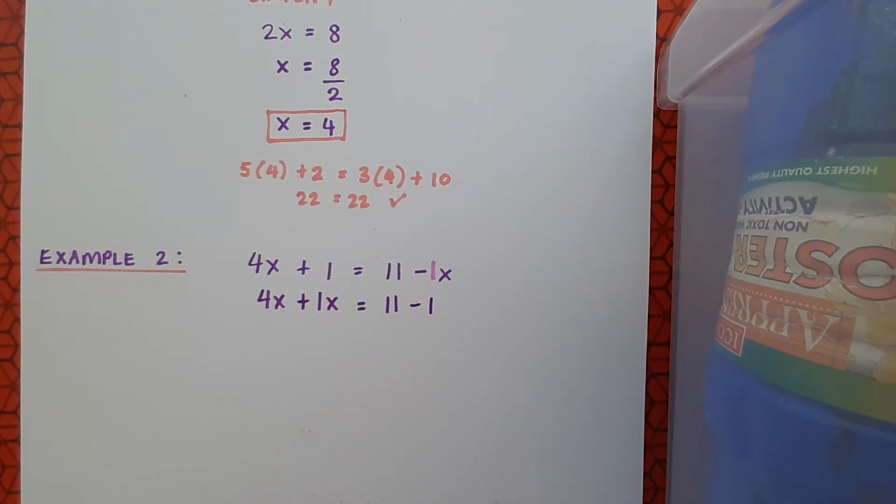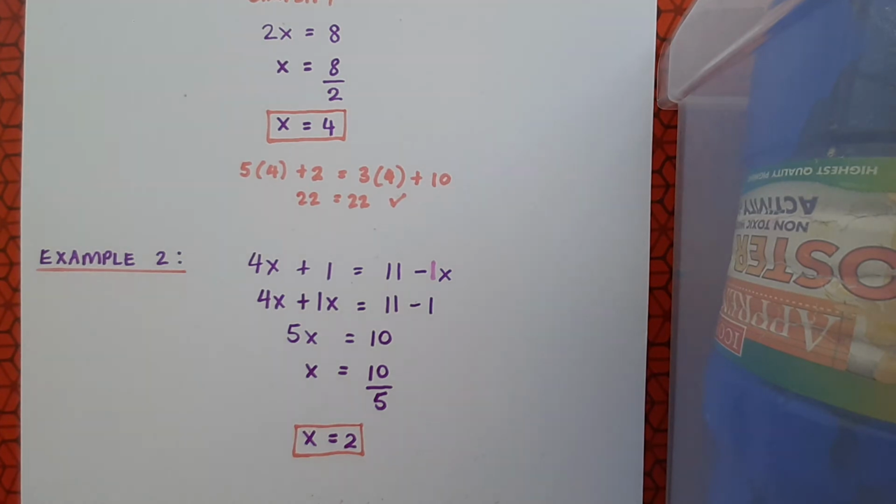And now I can simplify. 4x plus 1x, what will that give me? That's 5x. 11 minus 1, what's that going to be? That's 10. And now I want to get the x by itself. So I'll keep the x on the left, the 10 is already on the right, and the coefficient 5 comes across and divides. I can now evaluate this to get my solution for x. So my solution is x equals 2.